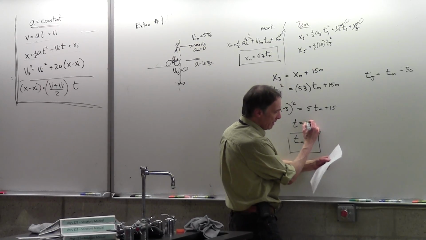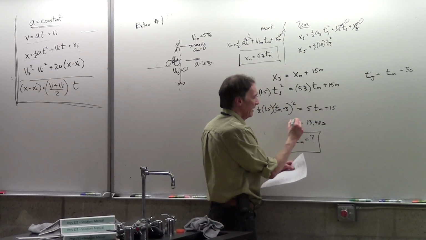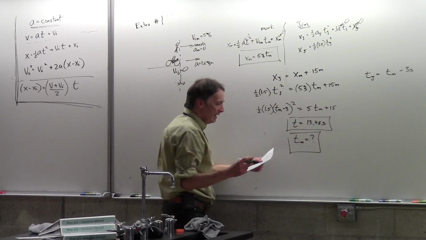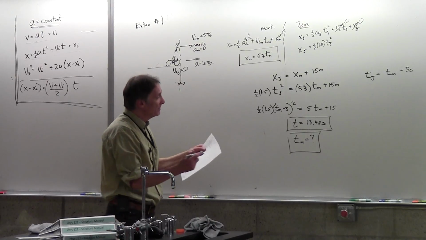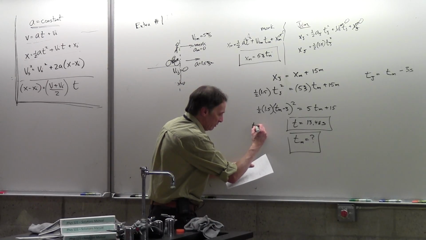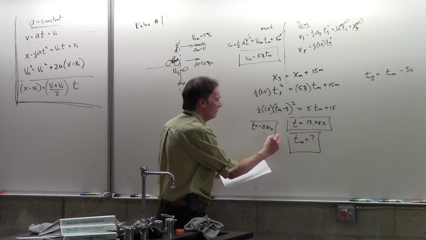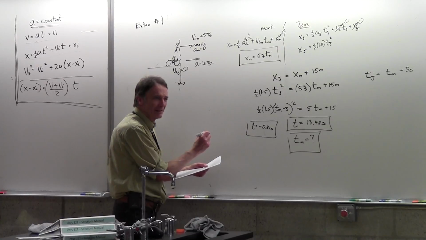I get a time of 13.48 seconds, and so that's the time. Now because it's a quadratic, we also get another time. We get a time equal to minus 0.81 seconds. Ooh, so what's that? Is that physically real?